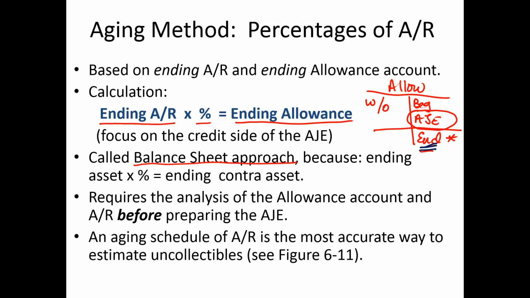That means that we then have to reconstruct the allowance account, knowing that it has a beginning balance. During the year, we've had write-offs, we could have had recoveries, and we know what the ending balance is that we want. So we have to figure out what that adjusting entry needs to be in order to achieve the desired ending balance. And so we must do analysis before preparing the adjusting journal entry. So you can see it's more accurate, but it takes a bit more time to do.